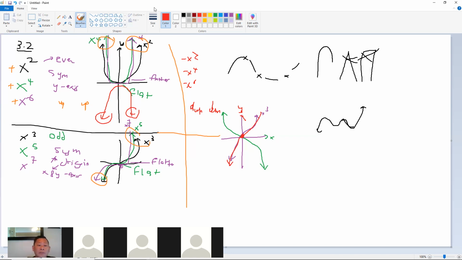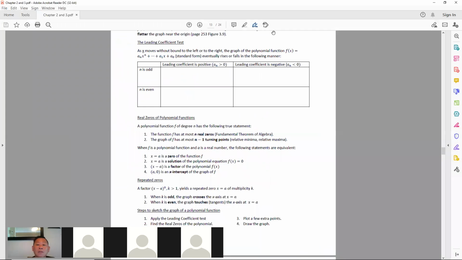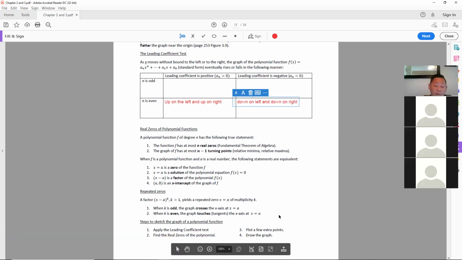So for this, I will say if n is even and the leading coefficient is positive, it goes up on the left and also goes up on the right. But if the leading coefficient is negative, it goes down on the left and down on the right. So this is when n is even.